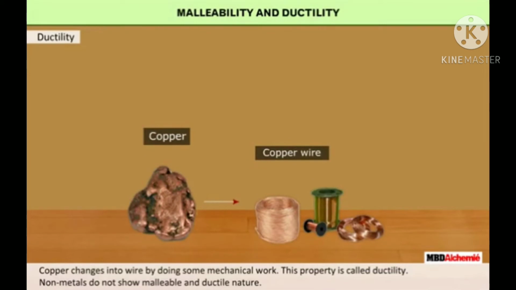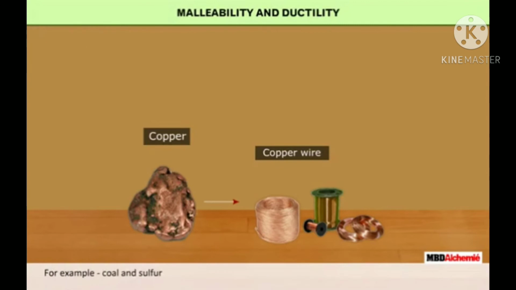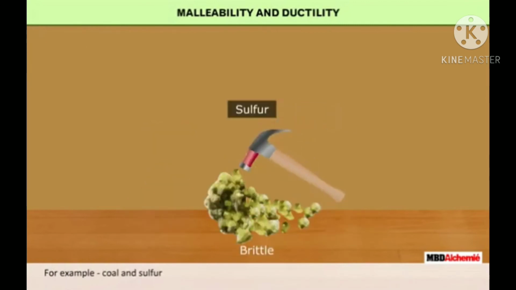Non-metals do not show malleable and ductile nature. Examples are coal and sulfur.